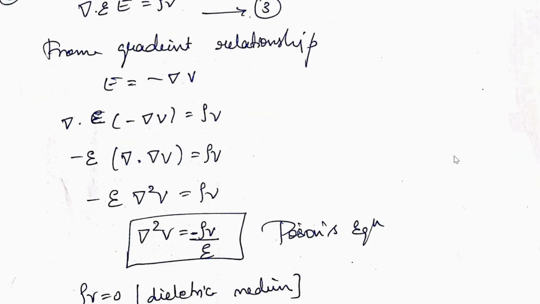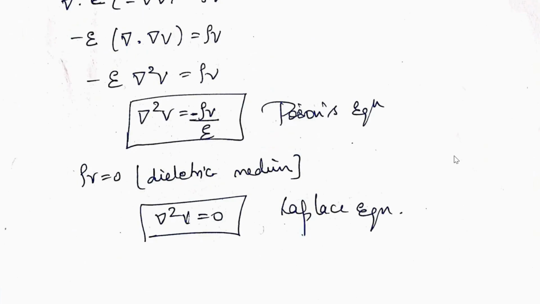So overall del square V, that is Poisson's equation, is equal to minus rho v by epsilon, where rho v is 0 in the dielectric medium. That becomes del square V equals 0. That is our Laplace equation. Here you have to explain the terms in detail and you have to write the considerations and all to elaborate the derivation.